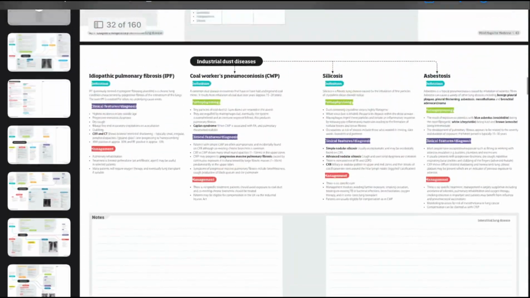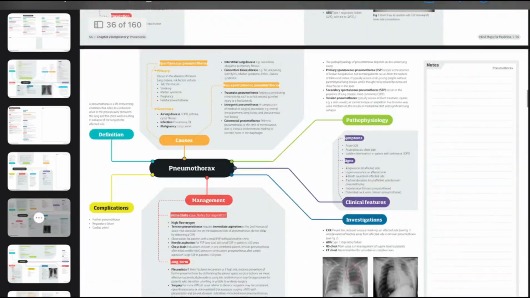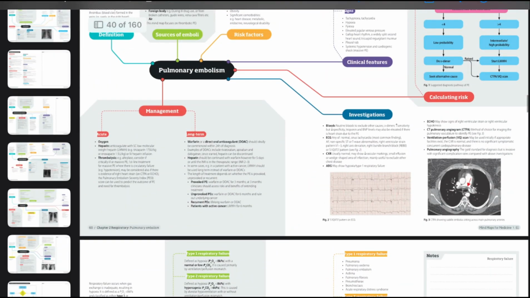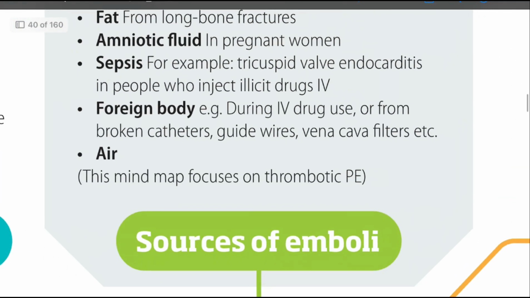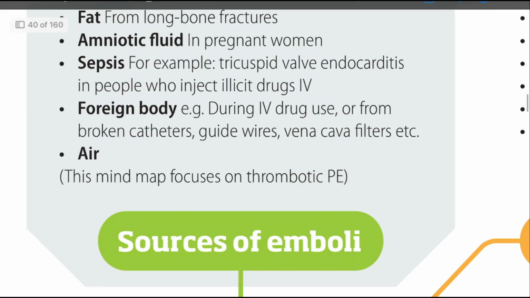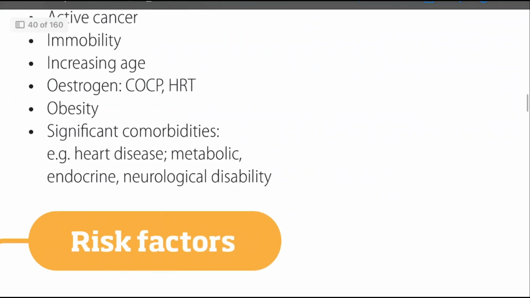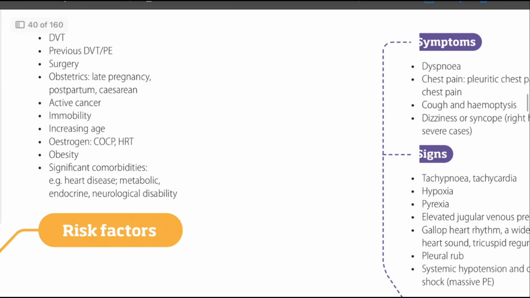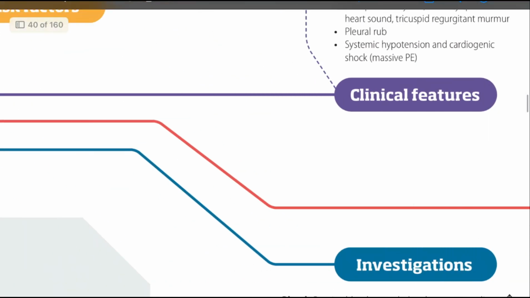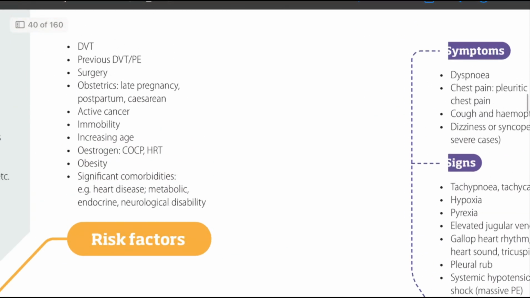Okay, so next you can see here, air can also cause pulmonary embolism. We can see it in focused thrombotic embolism. When we are discussing that time, we can discuss this thing. Okay, so next, we already covered risk factors. Next we have some types of embolism.